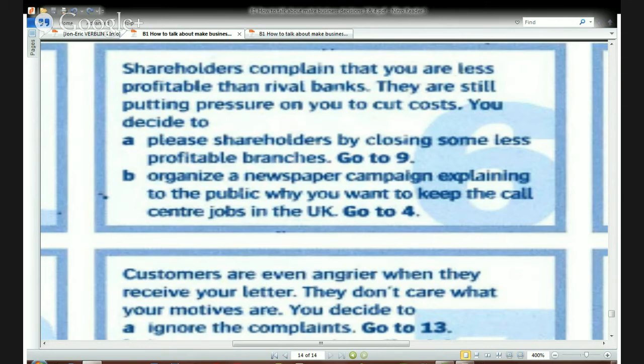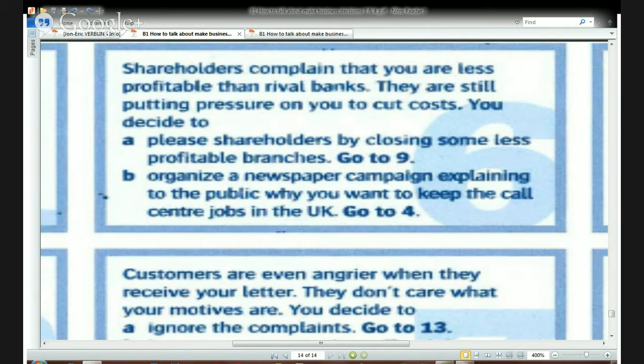Right, so this means we've kept the call center, but now we have a problem. Our shareholders are starting to complain because we're a bank, and they're not making any money. So Anton, what do you think would be the result of pleasing the shareholders by closing some of the less profitable branches of the bank? I think lots of people could lose their jobs.